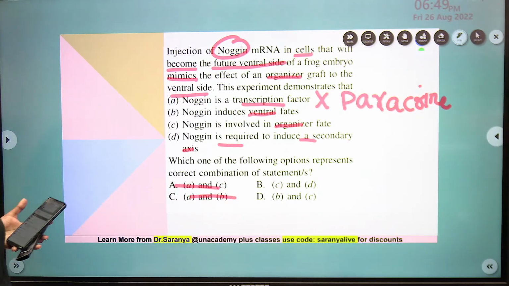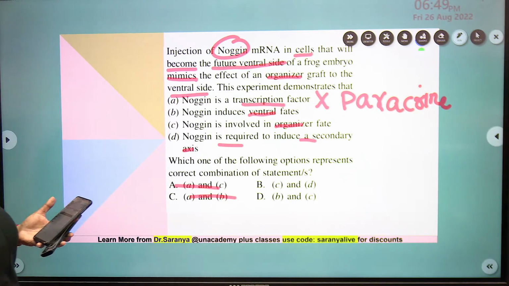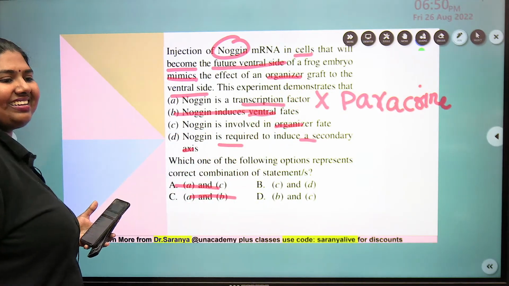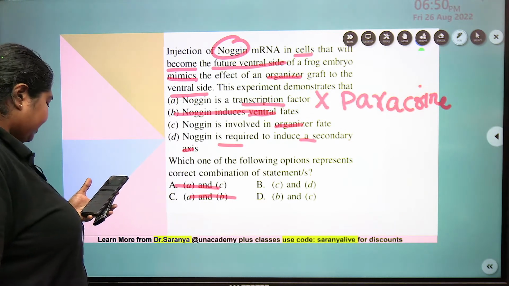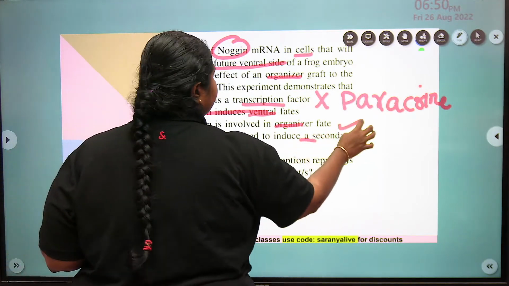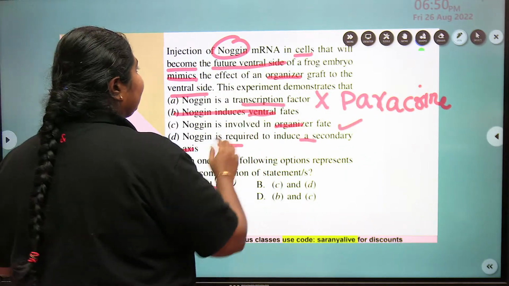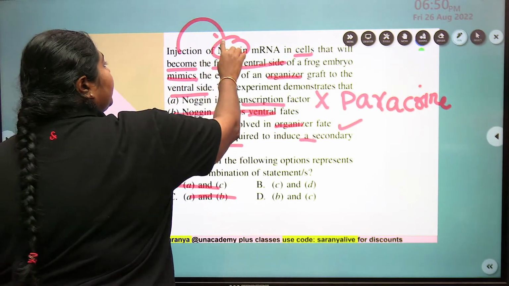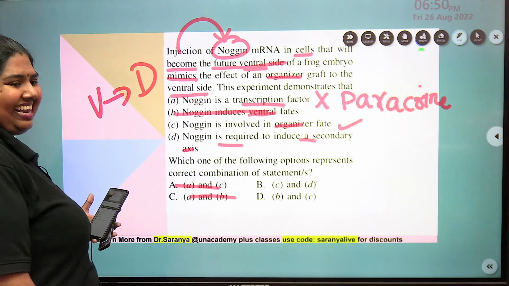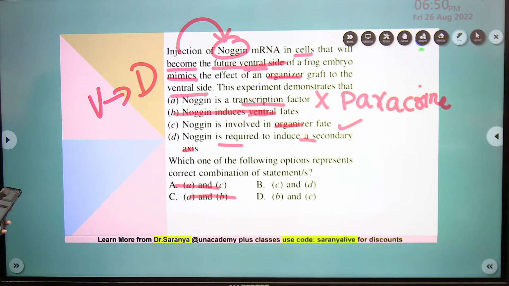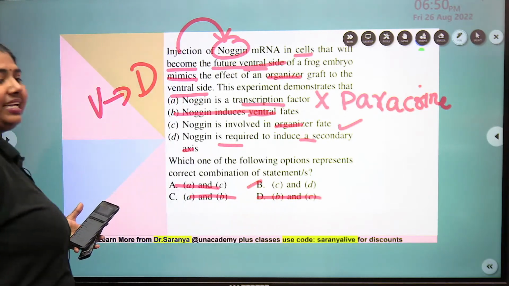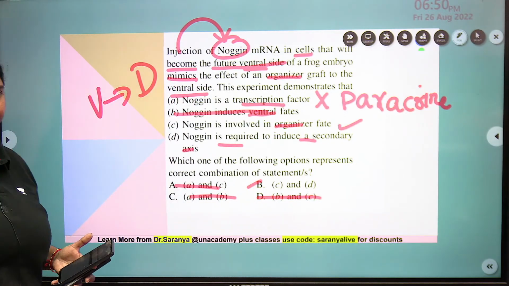Okay, the next one. Noggin is going to induce the ventral fate. Is it? Never. Noggin is the dorsalizer. Never will it induce the ventral fate. So that is also eliminated. So noggin is an organizer and already in your dorsal side noggin will be there. Again you are injecting the noggin into the ventral side. So this ventral side will make a transformation to the dorsal. Okay, so there will be, yes, Hussain, correct. So there are going to be two dorsalizers, right? So two dorsal sides. So your option B, with C and D, is going to be the correct answer.